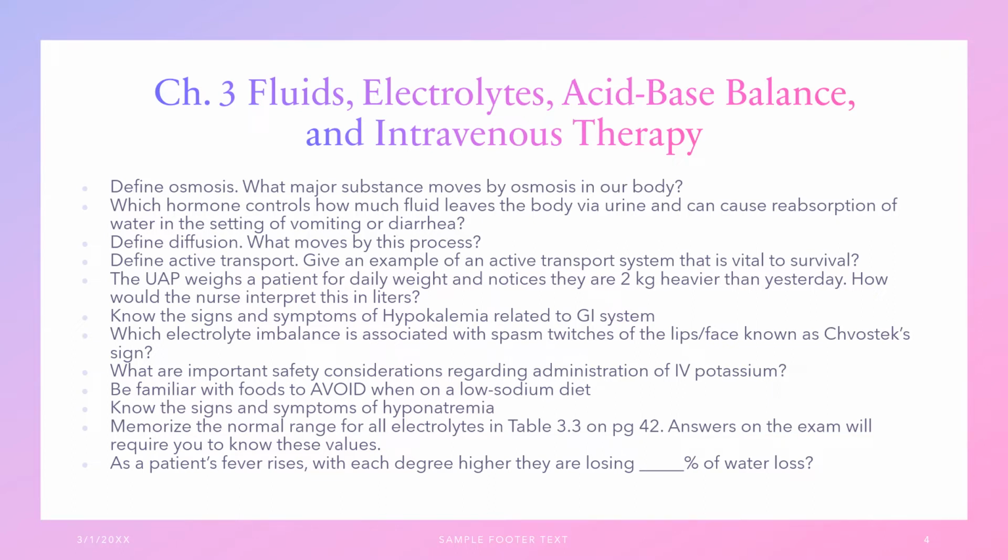Fluid will move between the interstitial and intracellular compartments, between the interstitial and intravascular compartments by osmosis. What hormone controls how much fluid leaves the body via urine and can cause reabsorption of water in the setting of vomiting or diarrhea?